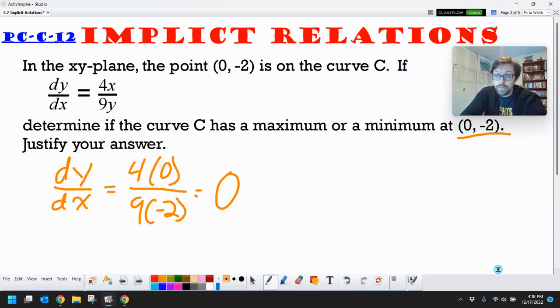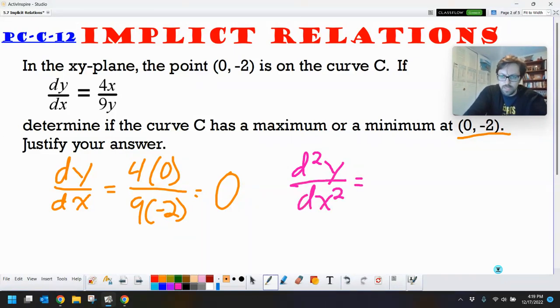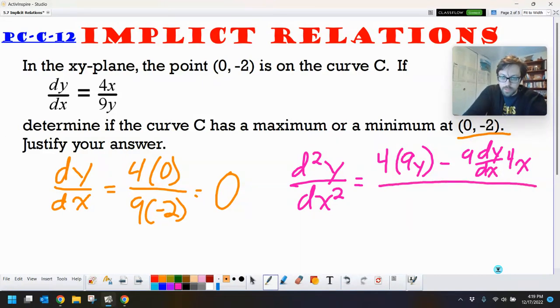So by our first derivative test, we know that there's got to be a maximum or a minimum value at that point. In order to determine if it is a maximum or a minimum, I'm going to take a look at the second derivative and see what's going on there. So d squared y over dx squared is going to be the derivative of our top, which is 4, multiplied by the bottom, which is 9y, minus the derivative of the bottom, which will be 9 dy over dx, multiplied by our top. So that's 4x. And then this is all going to be over the bottom squared.